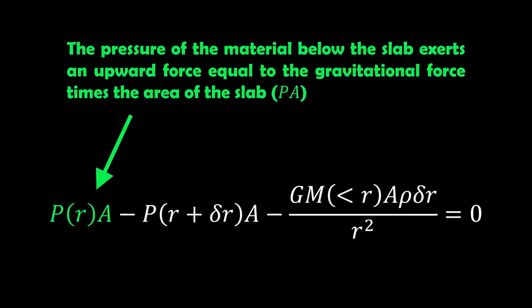Now, the pressure below the slab, so the pressure of the material below the slab, is going to exert an upward force, which is then going to be equal to your gravitational force. And this is times the area. So the force acting on it from the pressures is the pressure times the area at that distance r. Basically, that's that first part there in the green.